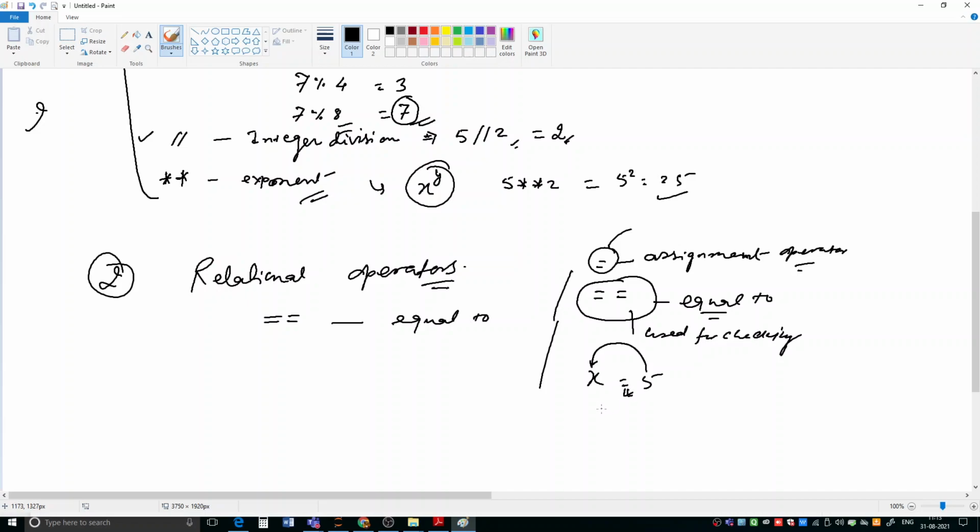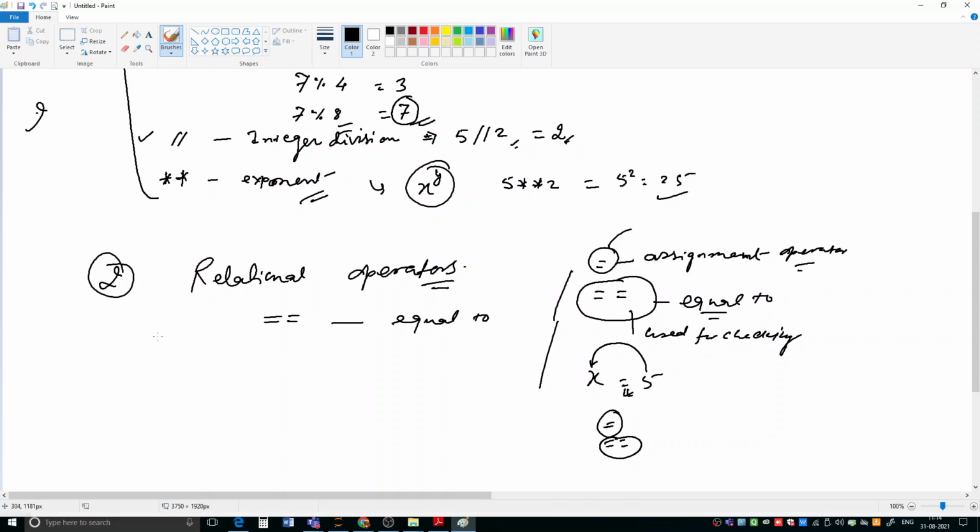Sometimes you may be asked what is the difference between these two. This is called the assignment operator. It is used to assign a value to a variable, and this is used for checking whether they are equal or not. Got it, all of you? Understood? Yes, sir. Okay, only one response I am getting. What are the others doing?